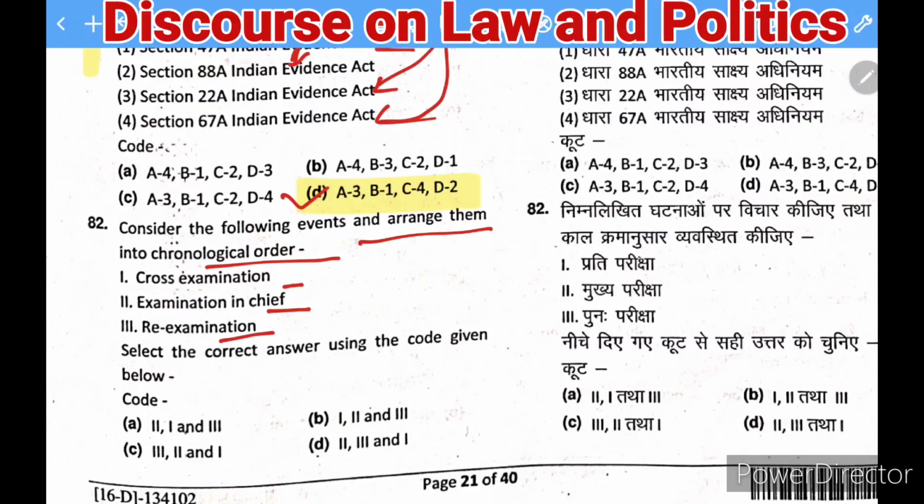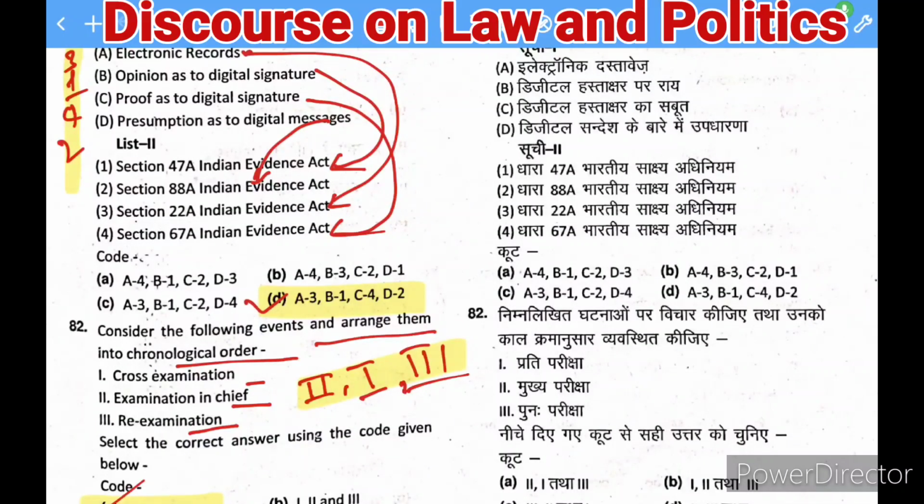So let's start. You all know, my dear friends, the first will be the examination in chief. Then there would be the cross-examination. That means the second here is cross-examination. And the third which is going to happen is re-examination. So the proper code here is 213. So you can see the A is the correct answer here.